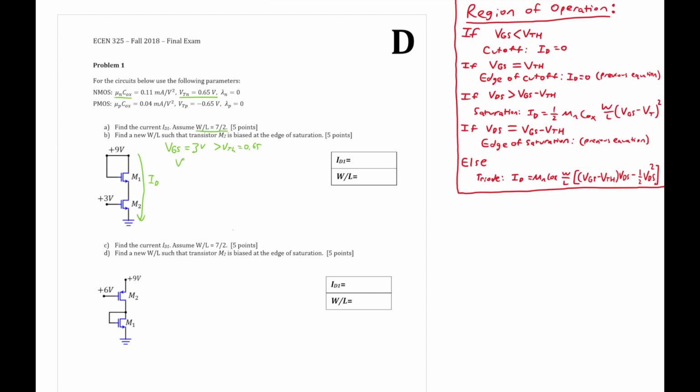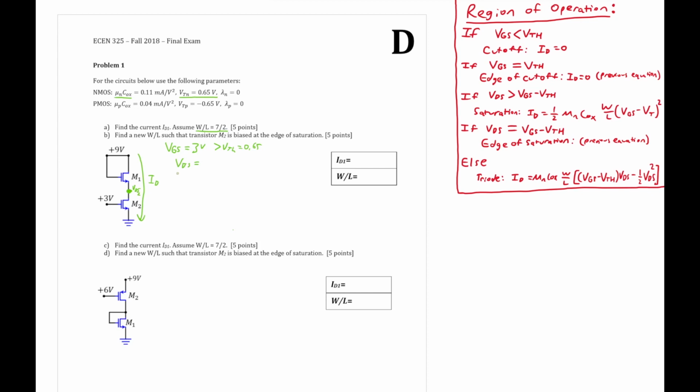Now we have to figure out what our VDS value is to see if we are in saturation. Our VDS values will also be the same for both transistors, right? Both transistors are functionally the same, so they have to have the same voltage drop across each of them. So we are trying to find the potential difference from the drain voltage of M2 to the source voltage, which is 0. This point right here, we'll call it VDS2.